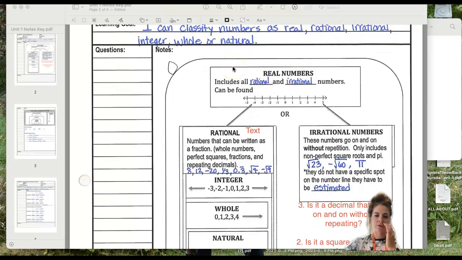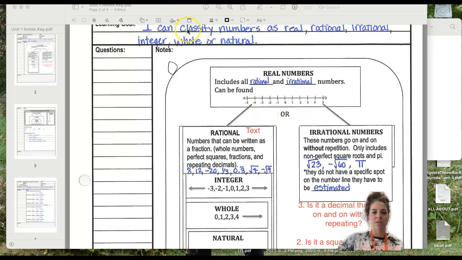So today we're going to first learn that all numbers that we are going to study are real numbers. So real numbers include all rational and irrational numbers, and they can be found on this number line. There are some types of numbers that you will learn in high school or later on that are called imaginary numbers. So there are numbers out there that aren't real, but we are not going to study them this year.